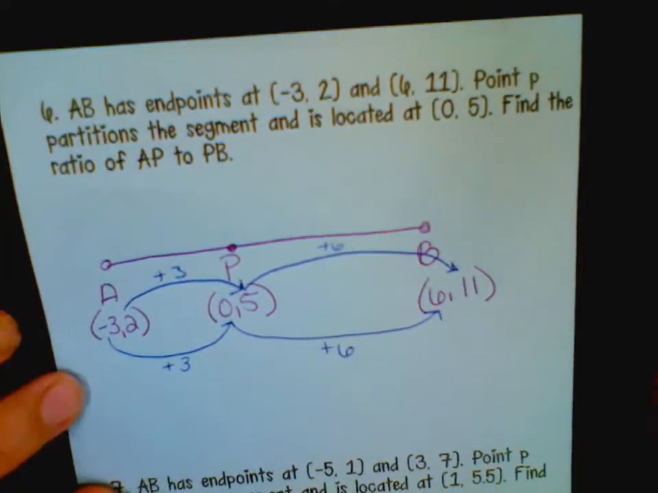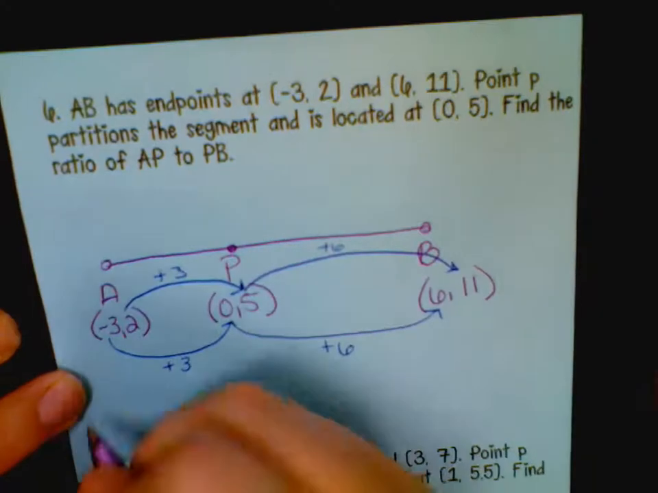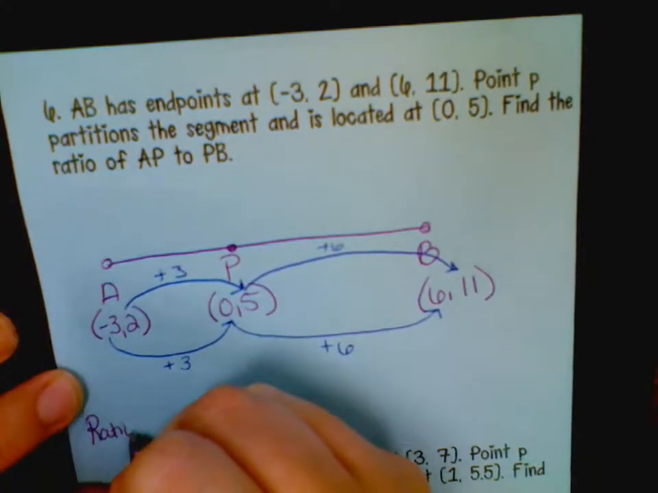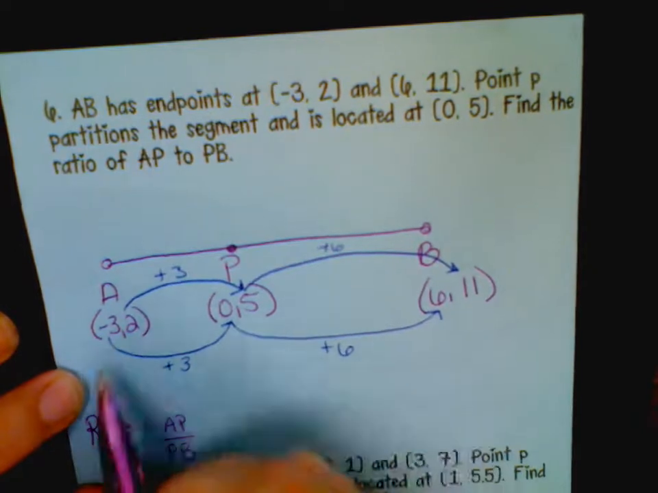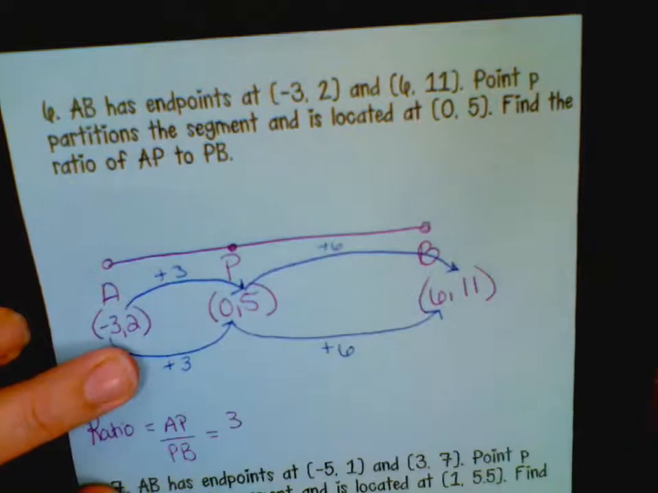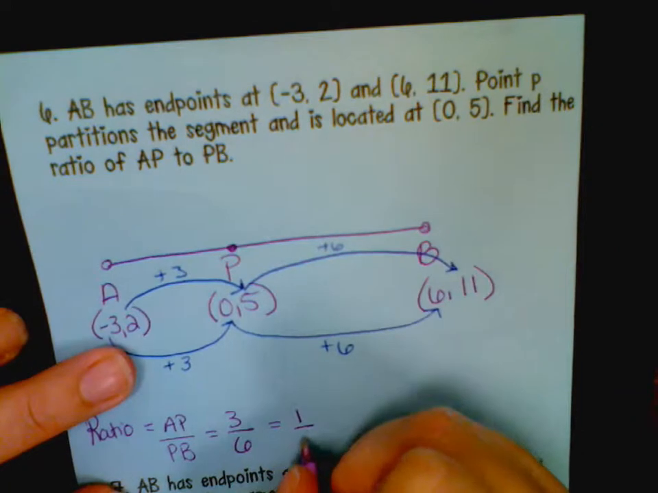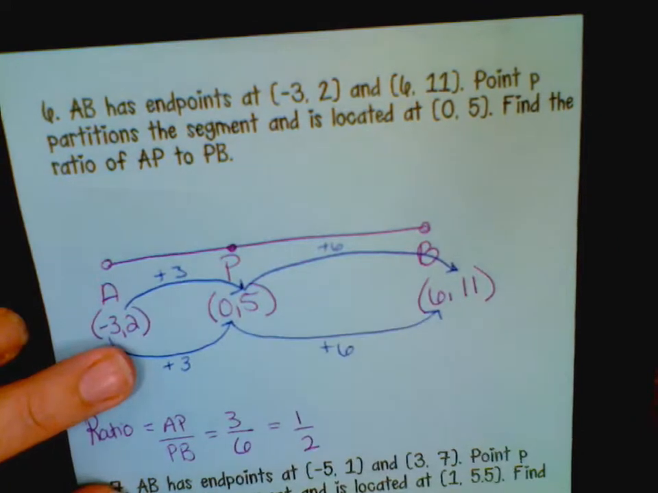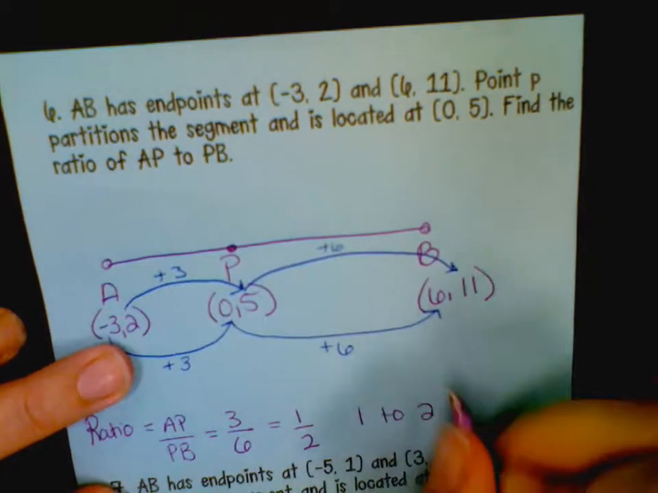Okay, so they wanted a ratio of AP to PB. So how big is AP? Well, we got that it changes by 3, and then this one changes by 6. So that means we get 1/2 because I reduced by 3. So our ratio is 1 to 2.